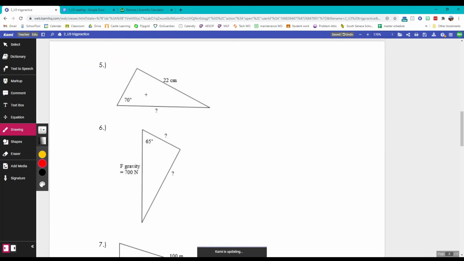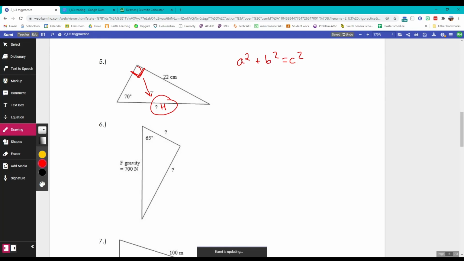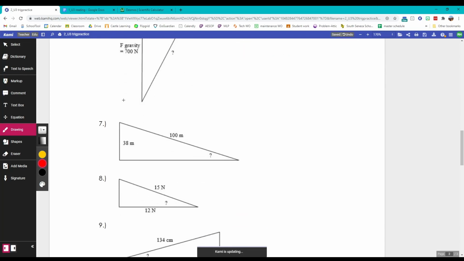So let's briefly explain here. For this one, you have your right angle here, which means this is your hypotenuse. So you're going to use a squared plus b squared equals c squared to solve for the side which is c. For 7, you want to find an angle here. This would be opposite the angle, and this is the hypotenuse because it's opposite the right angle. And so you would use sine.